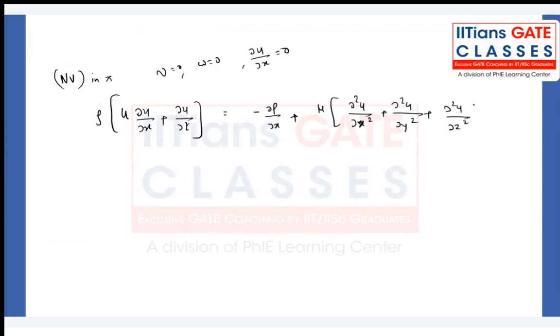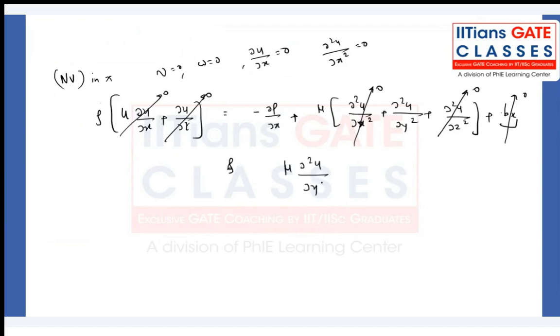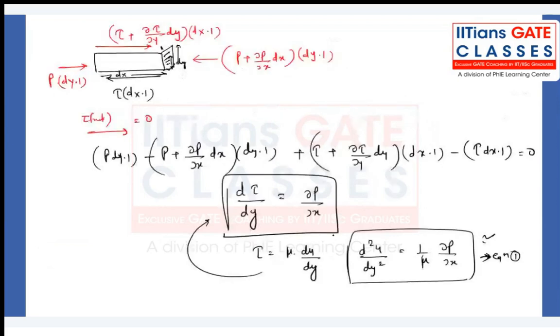plus body forces bx. There is no body force in x direction. There is no dou u by dou x, and dou u by dou t is 0. So dou square u by dou x square will also be 0. There is no variation in z direction of u, that is also 0. So the final formula will be what? Mu into dou square u by dou y square equals dou p by dou x. So either you can get it from here or from here. Both ways are correct.